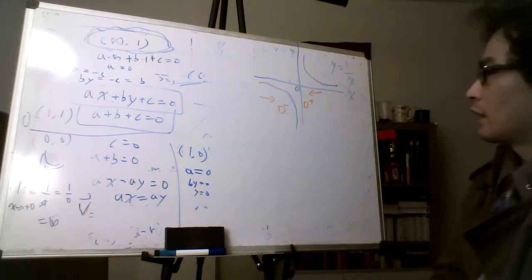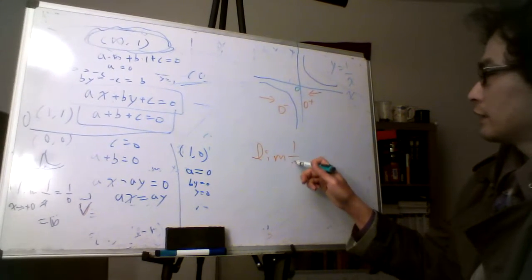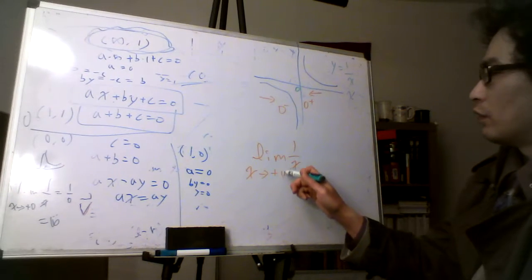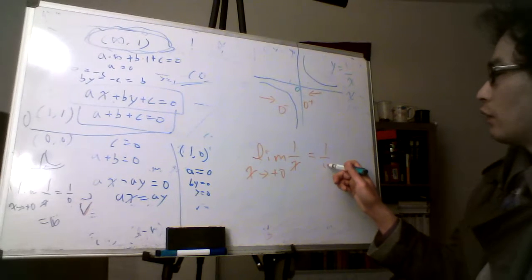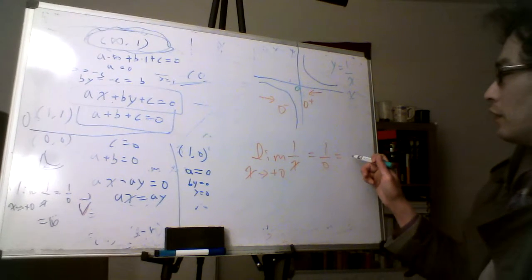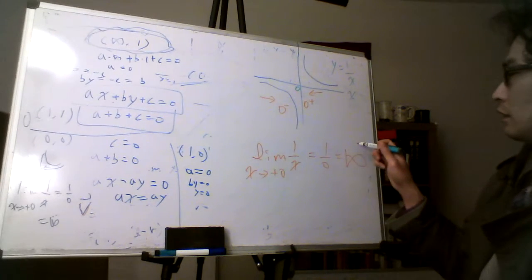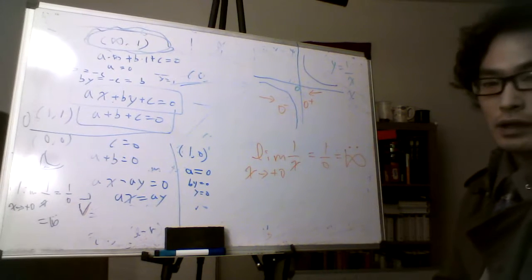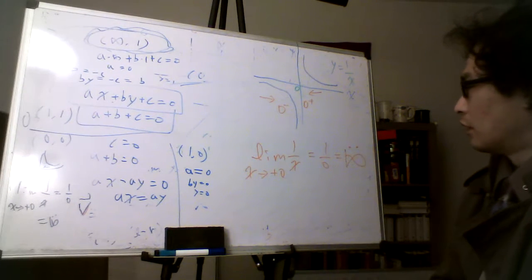Now, the limit of this function 1 over x when x is approaching plus 0, okay? And that's 1 over 0, and that's the definition of this infinity, absolute infinity, infinity dot dot. Okay? That's that. All right?